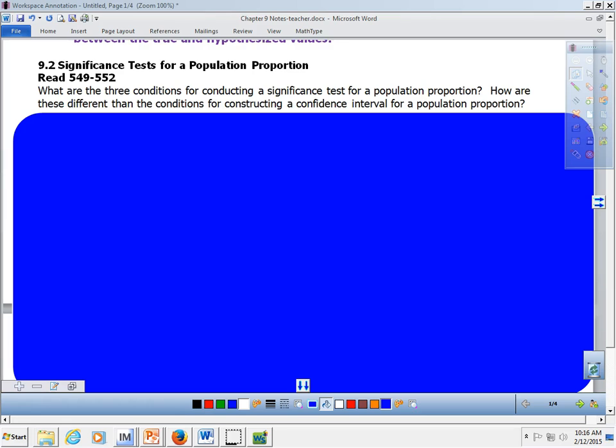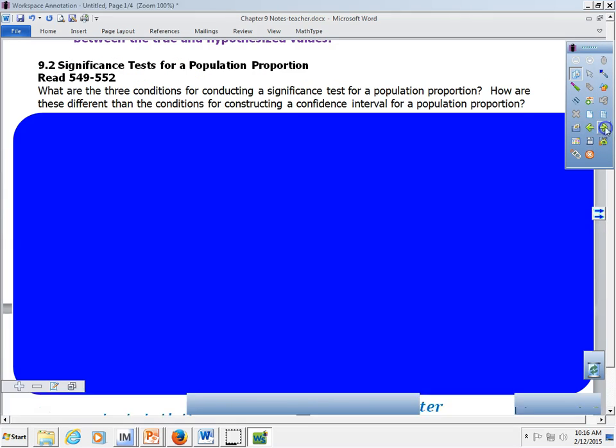We've covered the basics of significance testing. And so now we're going to move into section 9.2, which gets us into testing specifically for a population proportion. Okay? And so first things first, it's an inference procedure, and there are certain conditions that need to be met before we know that our inference procedure is going to give us any kind of valid results, right?